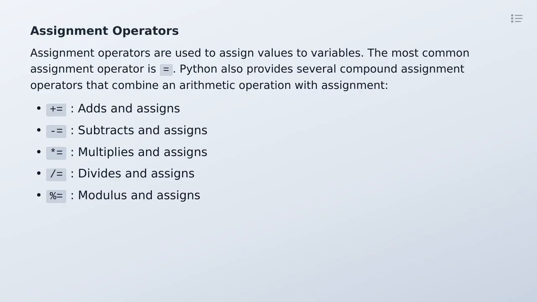Assignment operators are used to assign values to variables. The most common assignment operator is equals. Python also provides several compound assignment operators that combine an arithmetic operation with assignment. First, plus equals, adds and assigns. Also, dash equals, subtracts and assigns. Also, asterisk equals, multiplies and assigns. Also, slash equals, divides and assigns. Finally, percent equals, modulus and assigns.